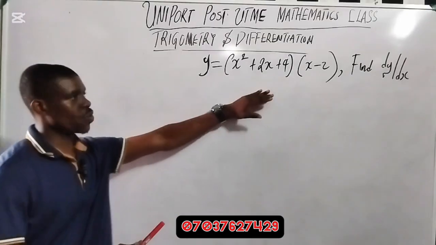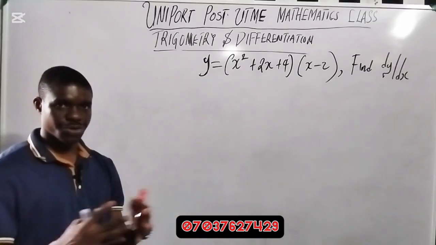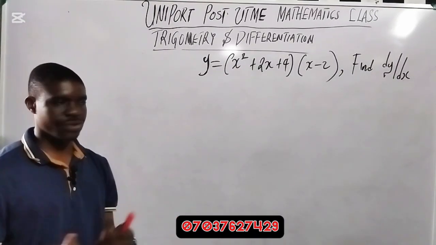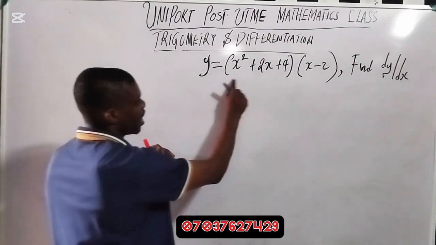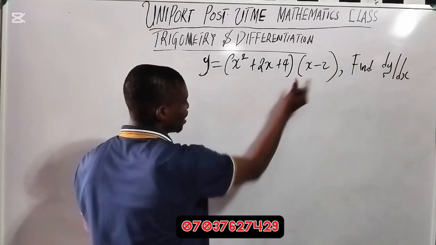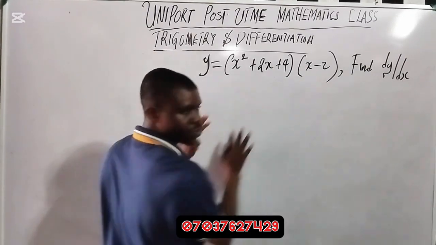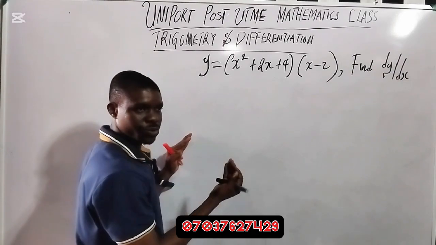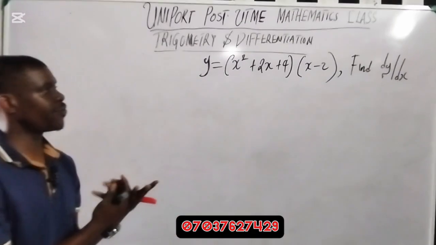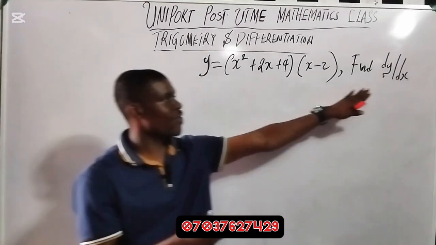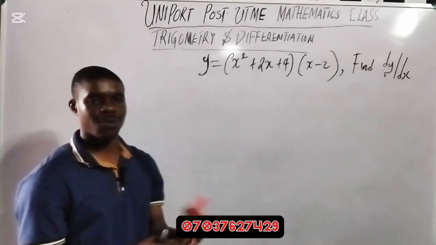Now let's look at this question here, which is under the product rule. How do we know it's the product rule? Y equals this one multiplied by this one here. So here we have two different functions, right? So it's the product rule. And for you to be able to find dy over dx, you need the formula for the product rule.